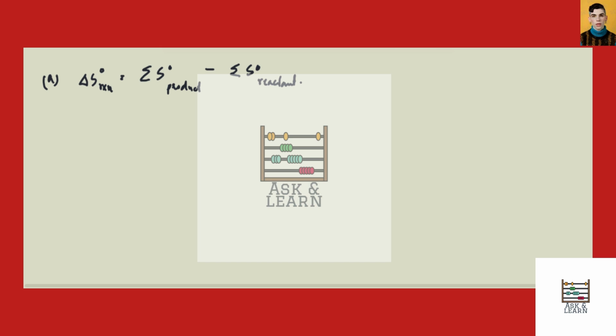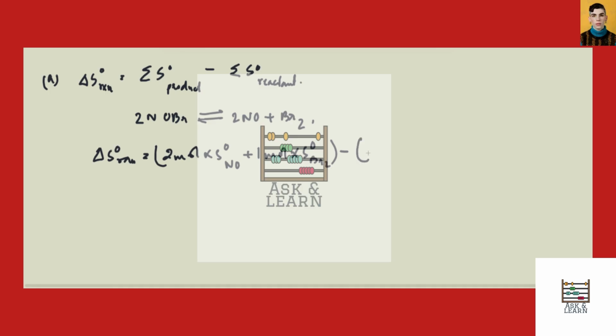For the chemical reaction 2NOBr forms 2NO plus Br2, the expression for delta S naught is: delta S naught reaction is 2 moles of S naught NO plus 1 mole of S naught Br2 minus 2 moles of S naught NOBr.